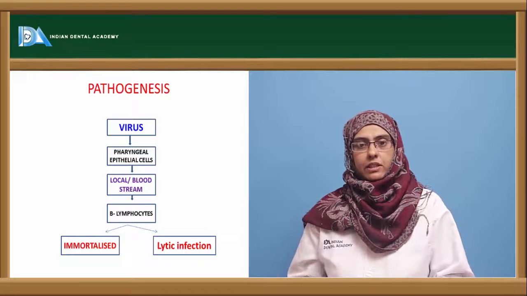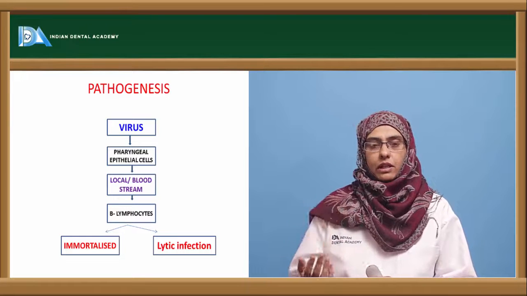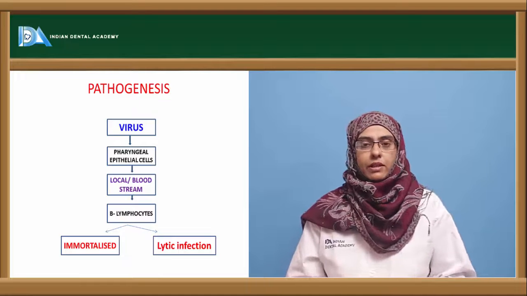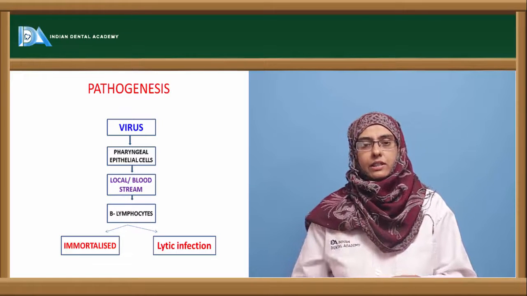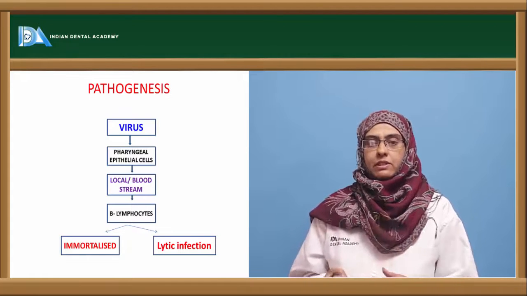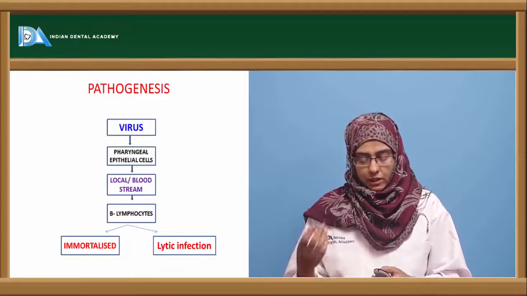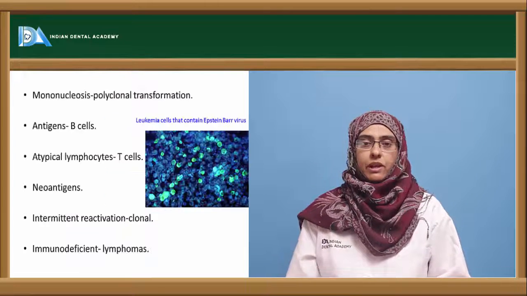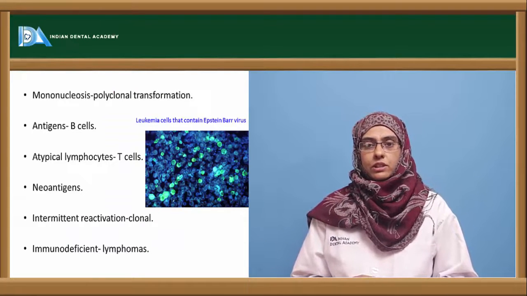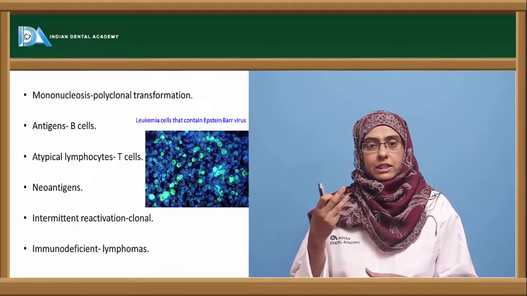Whereas in some of the infections, you can see the B lymphocyte being attacked by the virus, and this virus has the ability to cause a lytic infection, that is, it kills the B lymphocyte and releases the progeny and infects another B lymphocyte. So the most important complication that we see here is the immortalized B cells that get polyclonally activated, produce different types of antibodies, leading to the lymphoma. So the complication is mononucleosis, which is because of the polyclonal transformation of the immortalized B cells.